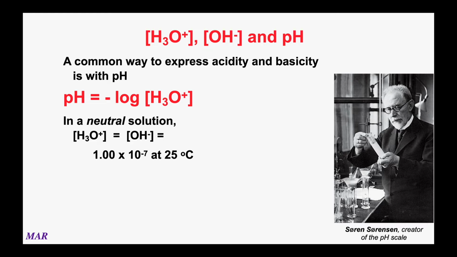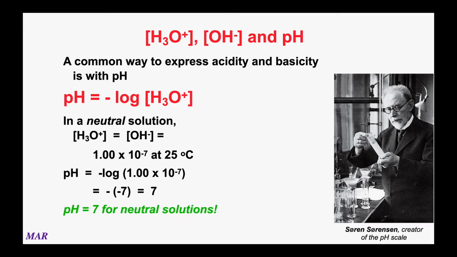Now, in a neutral solution, like we saw earlier, hydronium and hydroxide are both equal to 10 to the minus 7th moles per liter at room temperature. So the way that people get the pH of a neutral solution is minus log of that number, pH equals 7. So pH will equal 7 for neutral solutions.